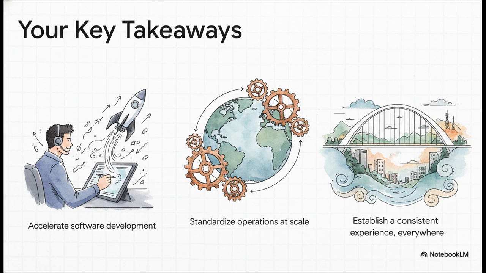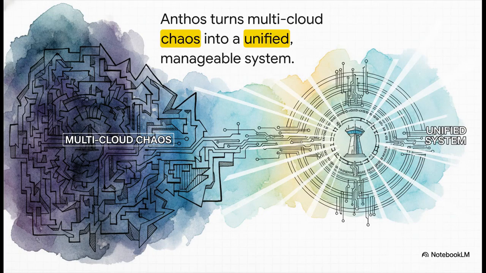So if we bring it all home, Anthos is really designed to do this one thing: let you go faster on the development side by giving your coders a stable, consistent target, while at the same time standardizing the super complex job of operations. It creates one consistent experience, everywhere. It brings order to the chaos. It takes that confusing application maze we started with and transforms it into a well-run, unified system, all managed from that one, single, powerful control tower.